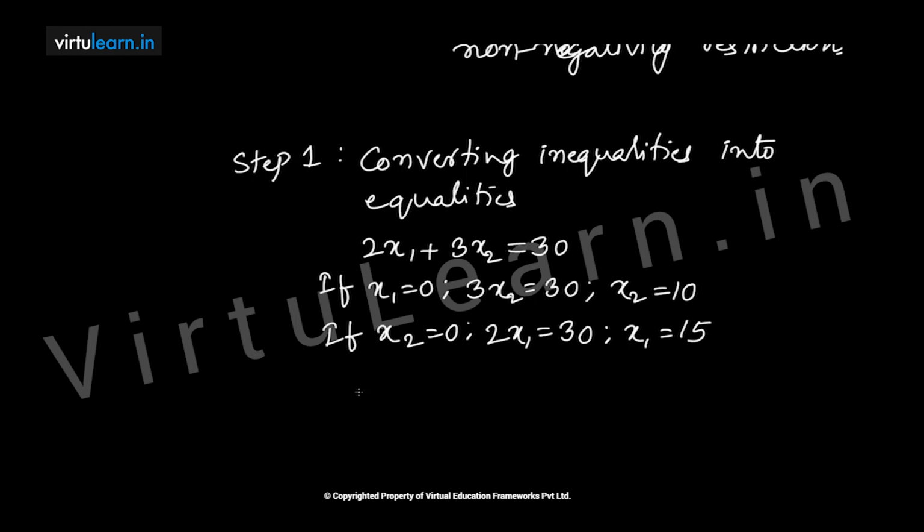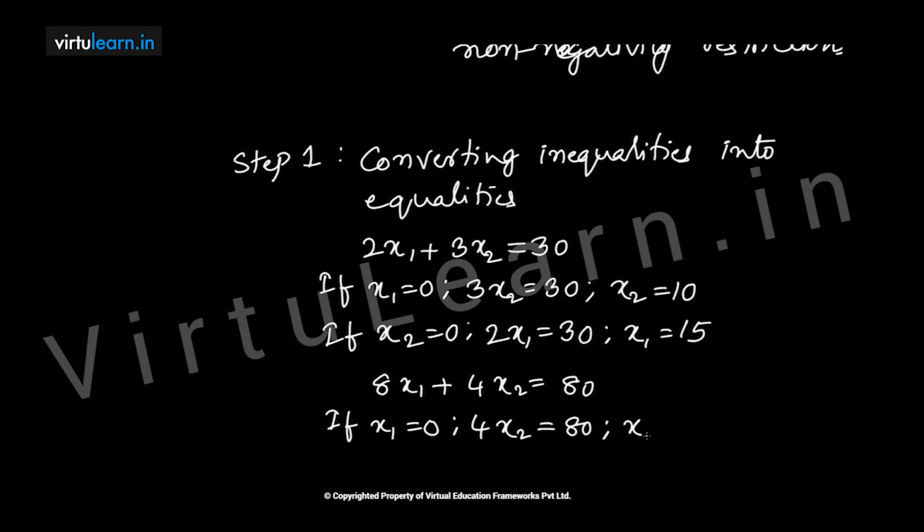Then for the second equation, 8x1 plus 4x2 is equal to 80. If x1 is equal to 0, 4x2 is equal to 80, then x2 is equal to 20. Then if x2 is equal to 0, then 8x1 is equal to 80, then x1 is equal to 10.